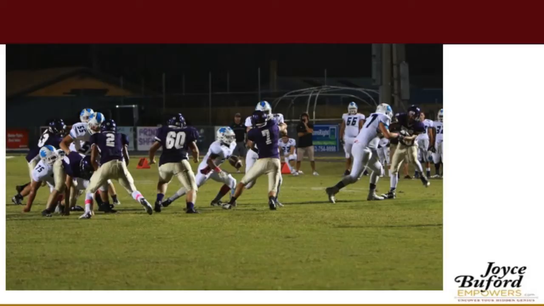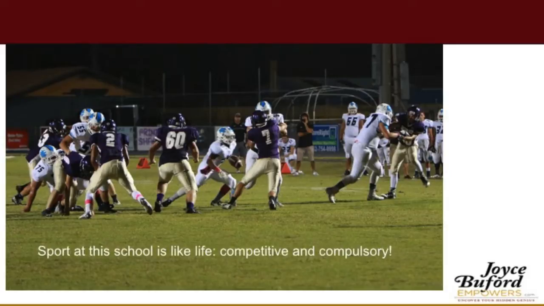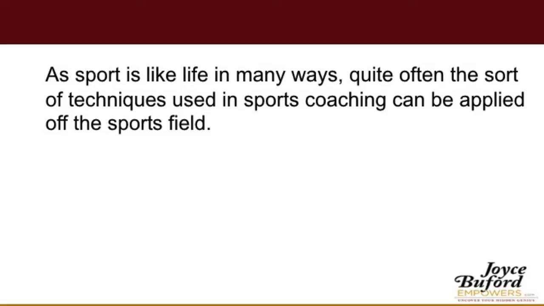I once passed a high school that had a lot of its sporting achievements displayed quite prominently on the sign out in the front. And they were very, very successful in everything that they did. The slogan of the school was, "Sports at this school is like life, competitive and compulsory." When you think about it, sports are like life in many ways, and quite often the sort of techniques used in sports coaching can be applied off of the sports field.